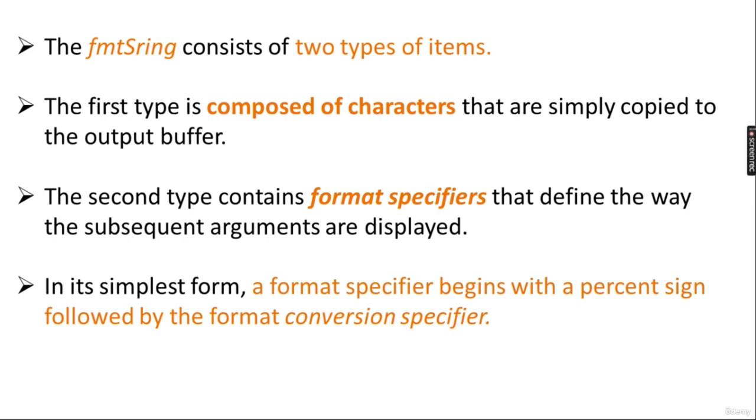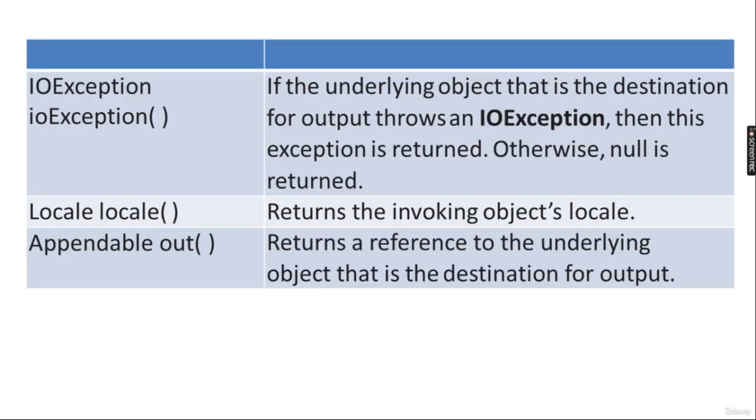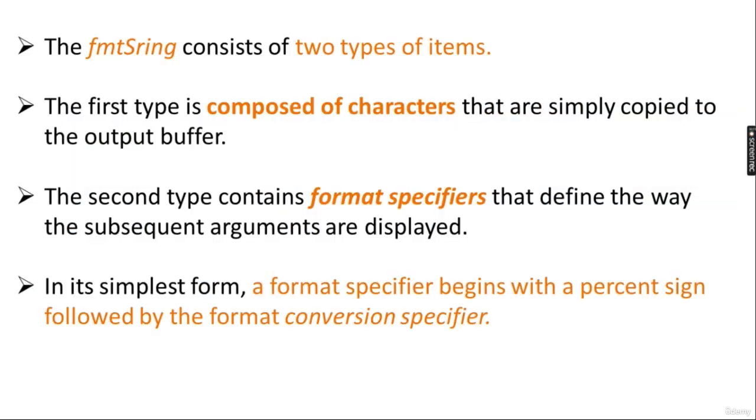The format string consists of two types of items. The first type is composed of characters that are simply copied to the output buffer. Okay. The first type in a format string has characters usually copied as they are. The second type contains format specifiers that define the way the subsequent arguments are displayed. A format specifier begins with a percent sign followed by the format conversion specifier.